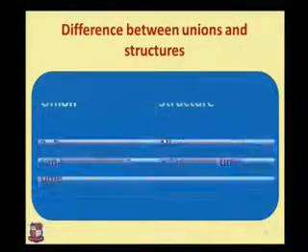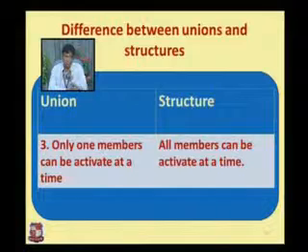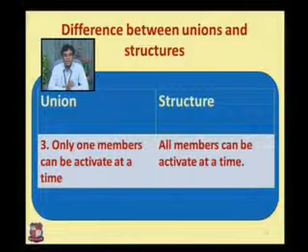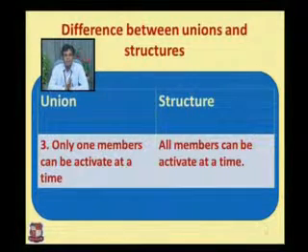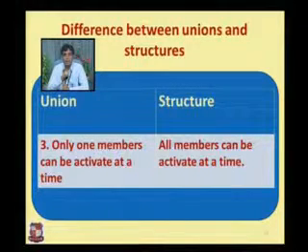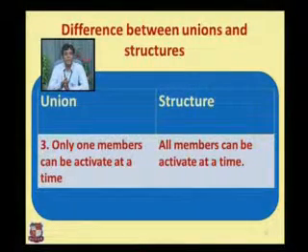Then we have the third difference. Only one member can be activated at a time. This is a very important security feature, because when we want to call more than one variable, only one variable can be activated at a time. In the case of structures, all members can be activated. So when we are fetching these values, it becomes a complex structure. In the case of union, it becomes very easy. We can use one variable at a time. Which variable is activated can be called, and which is not activated cannot be called.